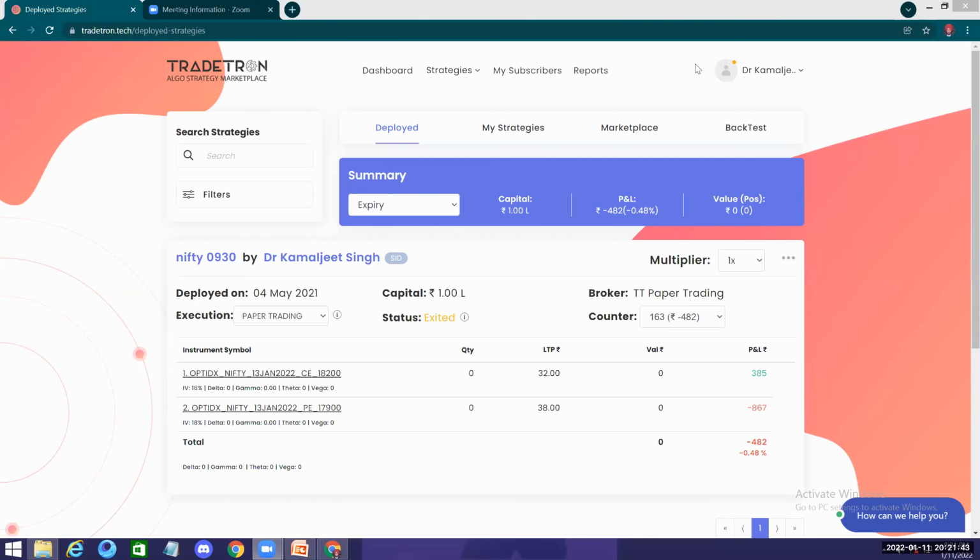How many days have we traded in this? 163 days. Fairly big data. It was launched on 4th of May 2021. The capital required is around, because it says straddle, it requires around 1.5 lakhs. They may be calculating wrong, but this is approximately it.